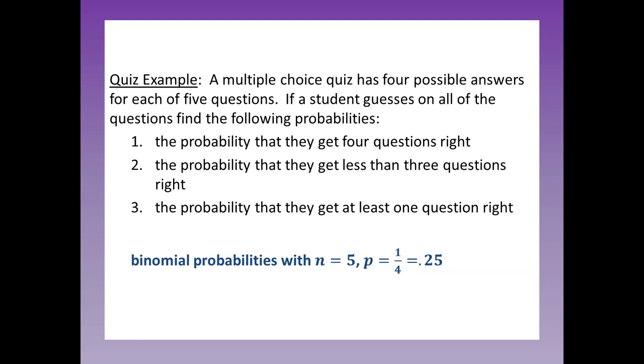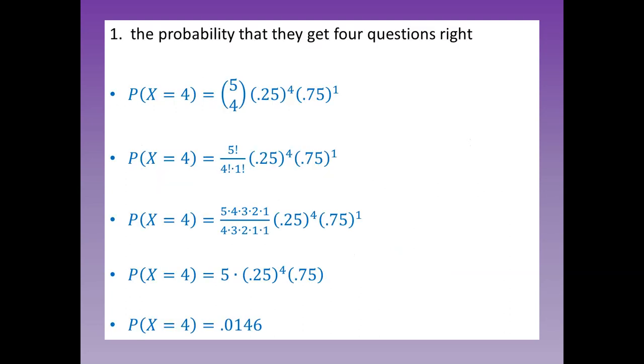So these are going to be binomial probabilities with n equal to 5, since there are 5 questions, and a probability of getting any individual question right of 1/4, since there are 4 possible answers. First, the probability that they get 4 questions right. The 5 choose 4 will cover the number of possible arrangements of 4 successes and 1 failure.